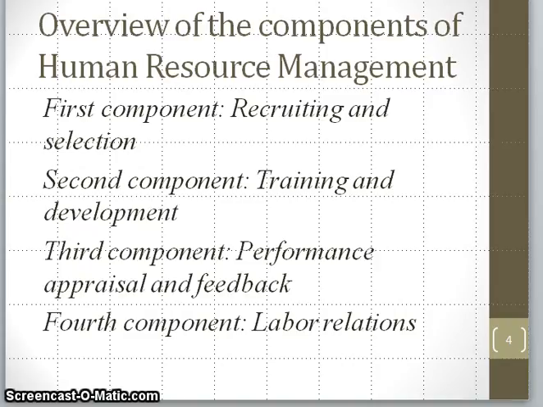Regarding recruiting and selection, managers use recruitment and selection, the first component of a human resource management system, to attract and hire new employees who have the ability, skills, and experience that will help the organization actually achieve its goals.